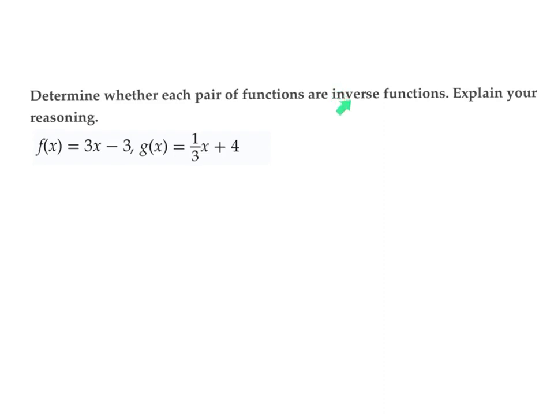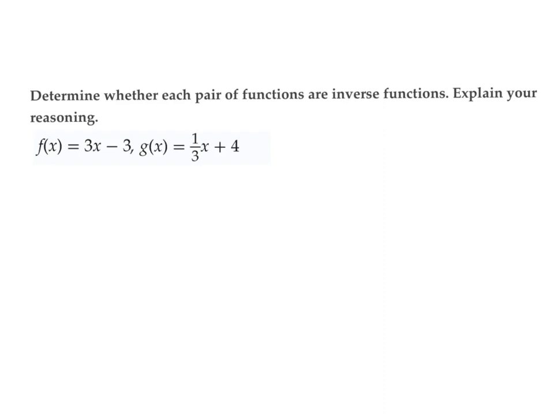Remember, inverse kind of means opposite. So we're looking to see, before we even start, if there's a chance that these could be inverses. And we want to look for opposite things going on. So notice here in F, I have 3 times x. In G, I have 1/3 x. So those are kind of opposite. I have a minus, I have a plus. So those are opposite as well. At this point, it seems kind of promising, like that they might be inverses. There's enough going on that's similar and opposite that maybe they could be inverses.